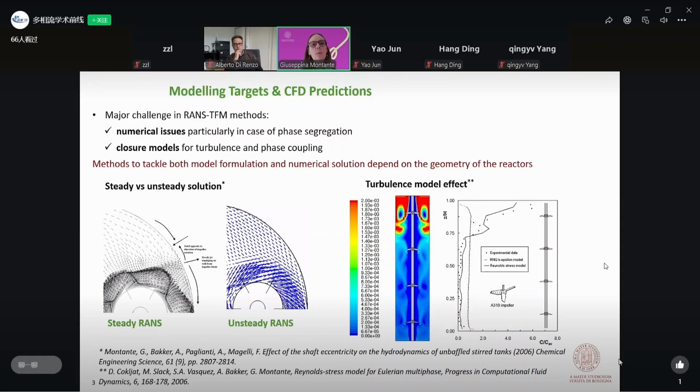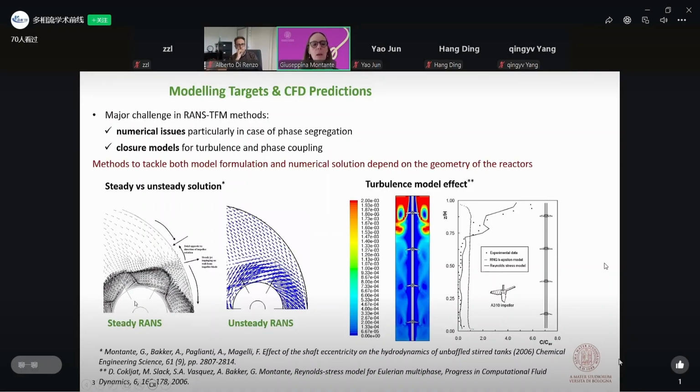Both these aspects are crucial for obtaining reliable prediction, and even though a lot of work has been already done on this topic, methods for tackling these 2 challenges are not universally valid, because depending on the geometry of the reactor, we can have different problems and different strategies and different modeling challenges to face. Here I show you just a couple of examples of stirred vessels with non-conventional geometries.